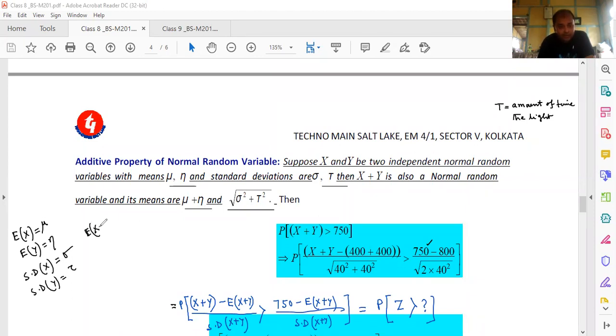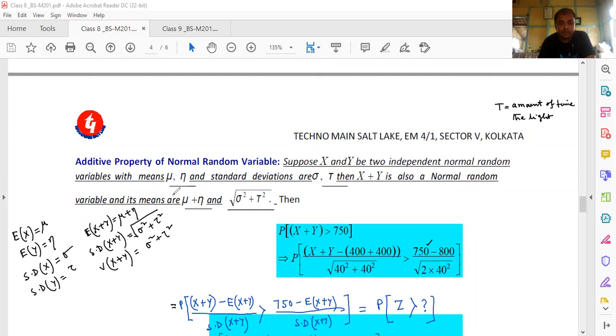The expectation of X plus Y will be equal to mu plus eta, and the standard deviation of X plus Y will be equal to the square root of sigma square plus tau square. Or you can say the variance of X plus Y is equal to sigma square plus tau square. This is a well-known property. It is called the additive property.